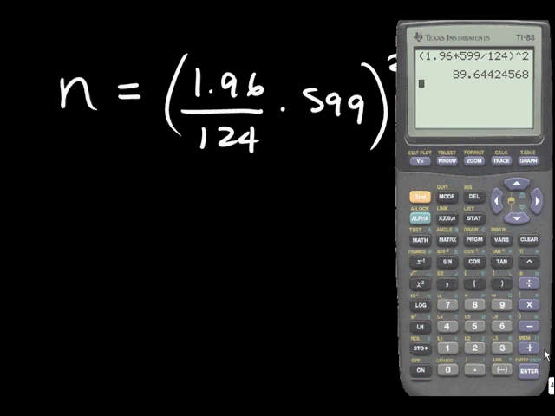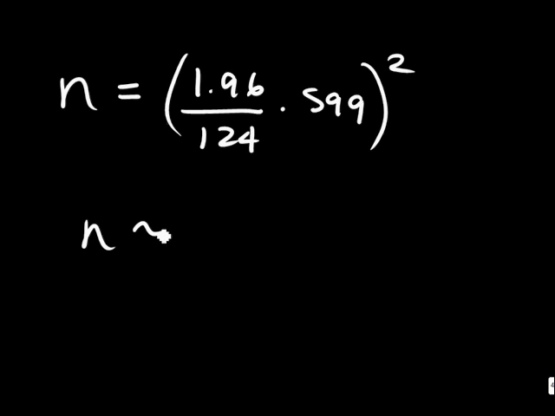If we round up to the nearest whole number, 89.6 gives us 90. So we need a sample size that's approximately, or at least, 90.